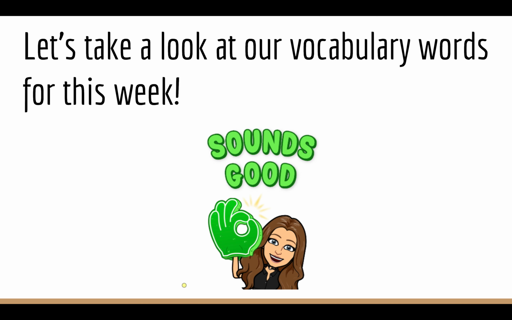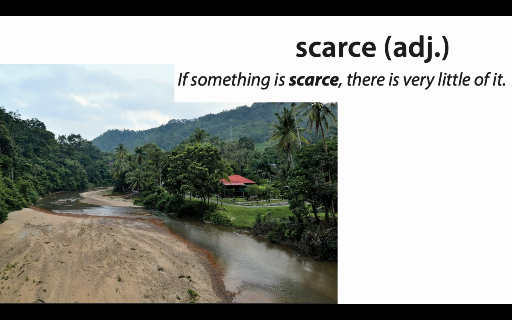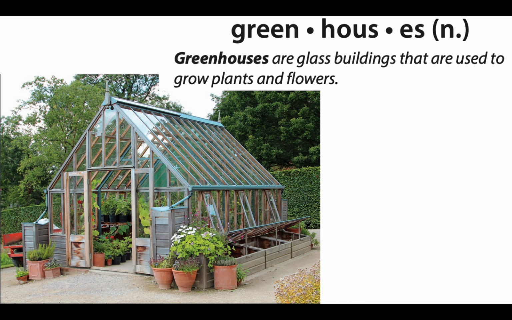So let's take a look at the vocabulary words first, so that way when we come across them while we're reading the story, we understand what they mean. The first word we have is scarce. If something is scarce, there is very little of it. Next, we have greenhouses. Greenhouses are glass buildings that are used to grow plants and flowers.